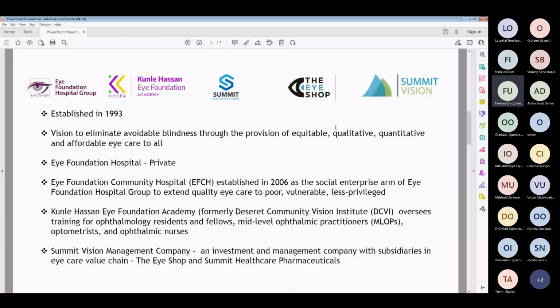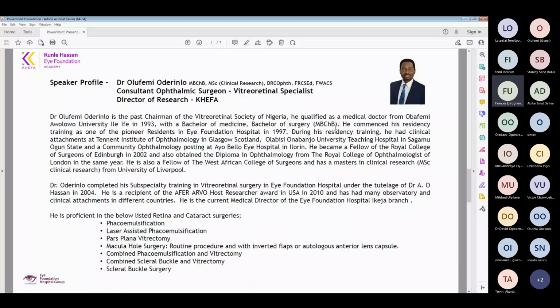Our speaker today, Dr. Olufemi Oderilo, is the past chairman of the Retina Society of Nigeria. He qualified as a medical doctor from the Obafemi Awolowo University in 1993. He commenced his residency training as one of the pioneer residents in Eye Foundation Hospital in 1997. He had his clinical attachments during his residency training at the Tennent Institute of Ophthalmology in Glasgow, Scotland. He became a fellow of the Royal College of Surgeons in 2002 and obtained a diploma in ophthalmology from the Royal College of Ophthalmologists, London in the same year.